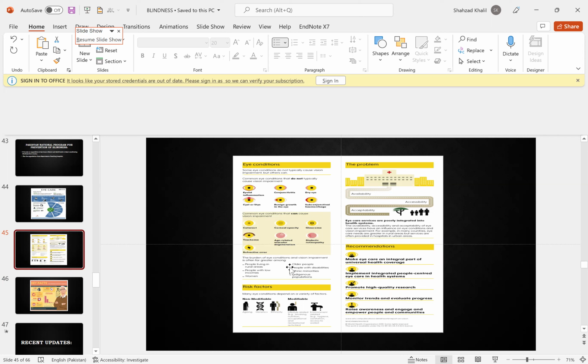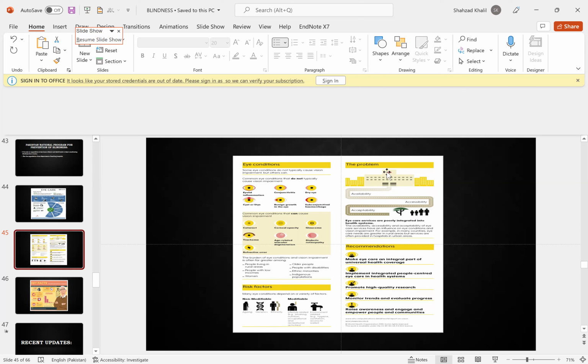The burden of eye conditions and vision impairment is often greater among people living in rural areas, people with low income, women, older people, people with disabilities, ethnic minorities, and indigenous populations. And the risk factors, some are non-modifiable, which are genetics and aging, and some are modifiable, which are lifestyle modifications like good nutrition, occupational health, avoiding smoking, and the environmental factors related to hygiene.